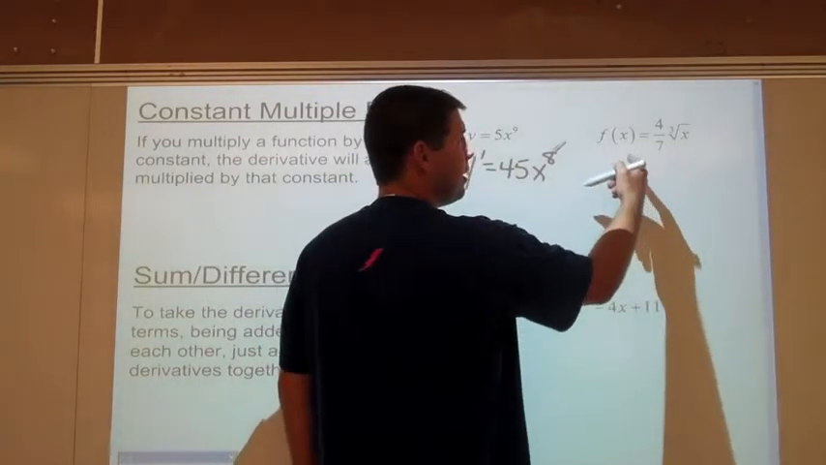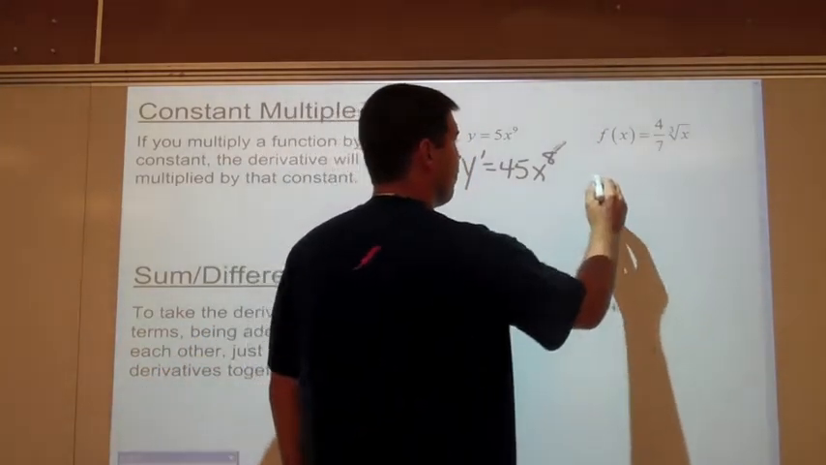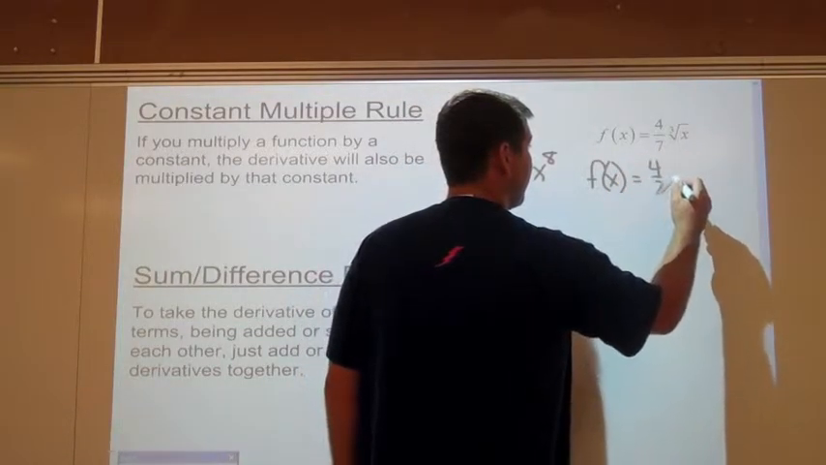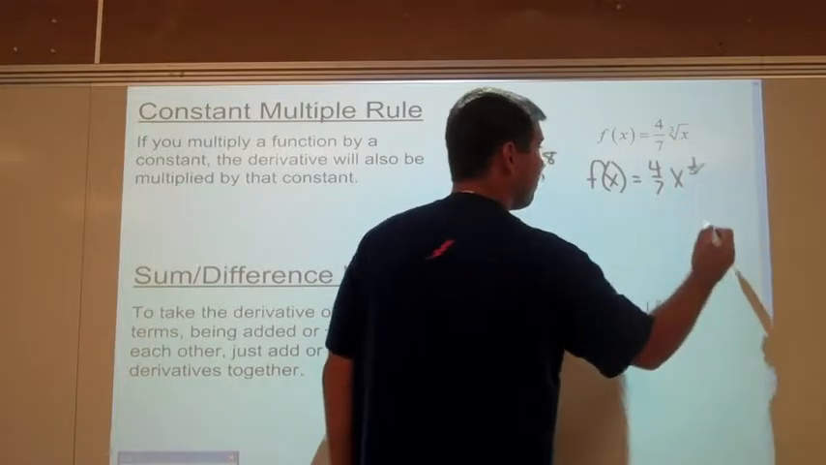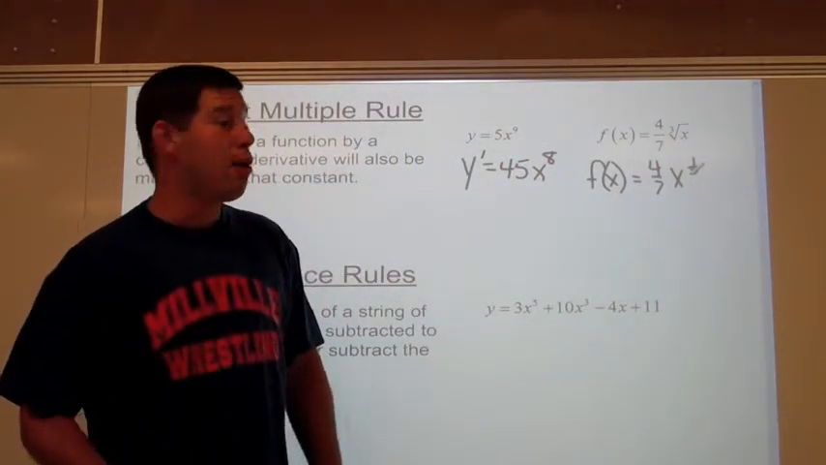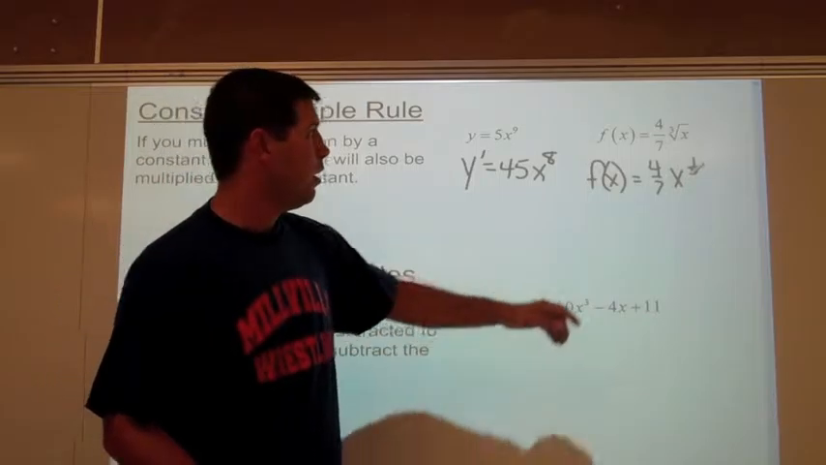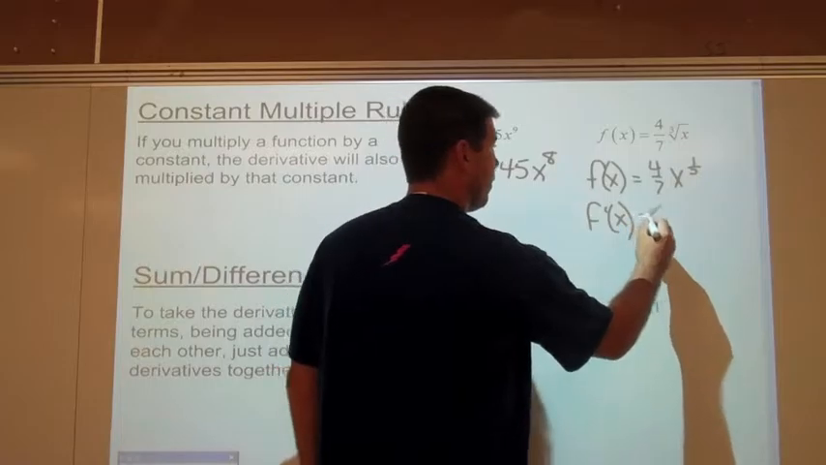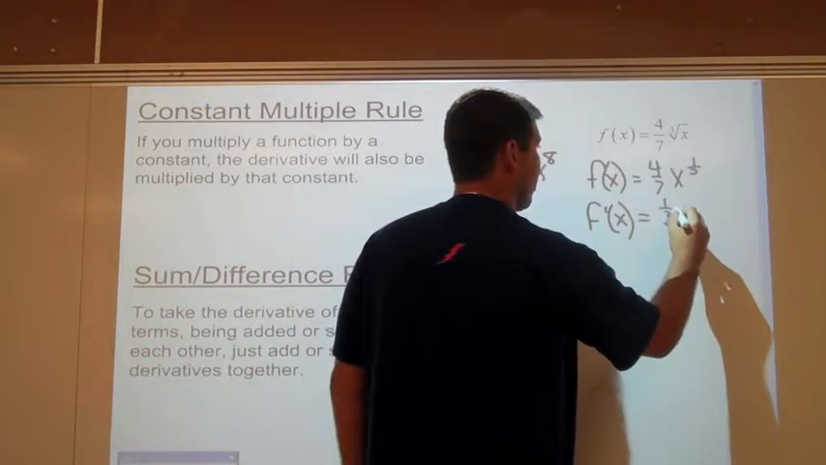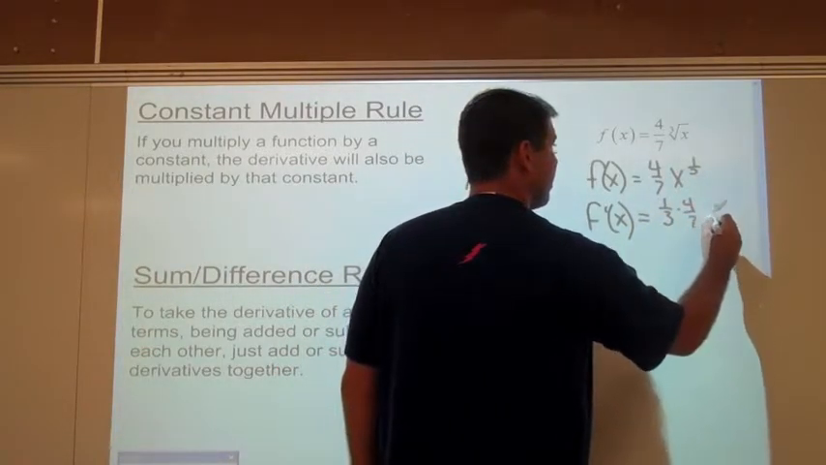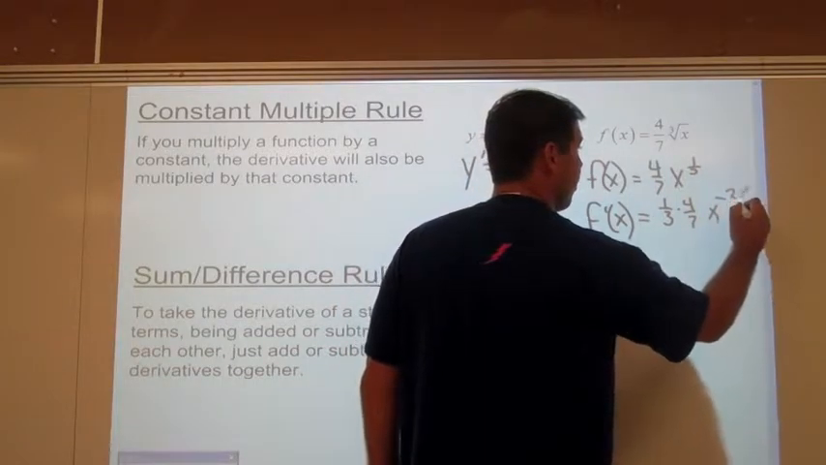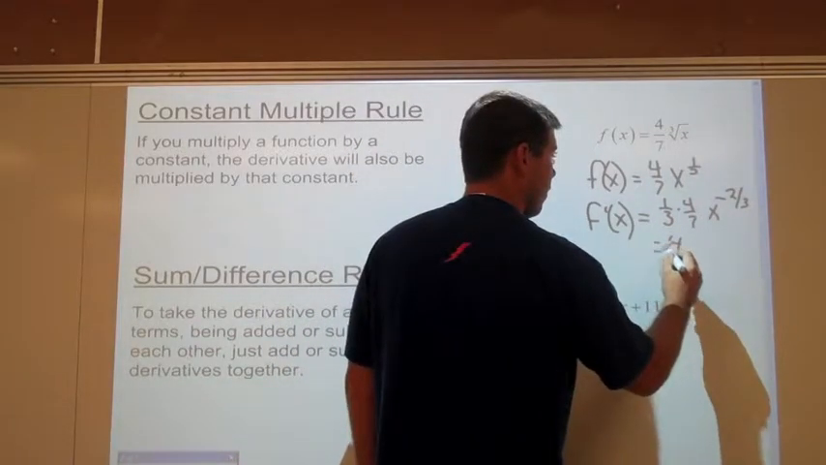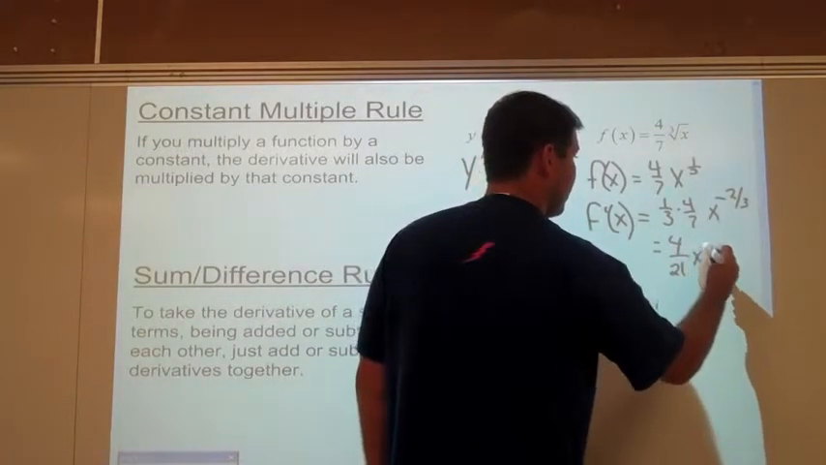We have f of x equals 4/7 cube root of x. We rewrite it first. F of x equals 4/7 times x to the 1/3. Then you'll again apply your power rule. F prime of x equals 1/3 times 4/7 times x to the negative 2/3. Multiplying each, you get 4/21 x to the negative 2/3.